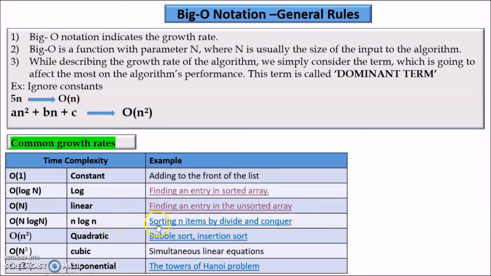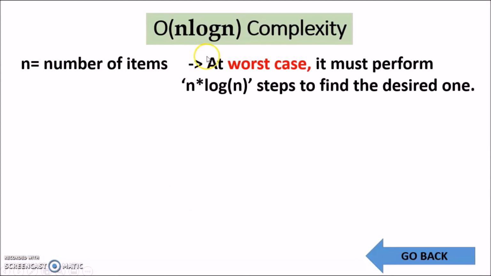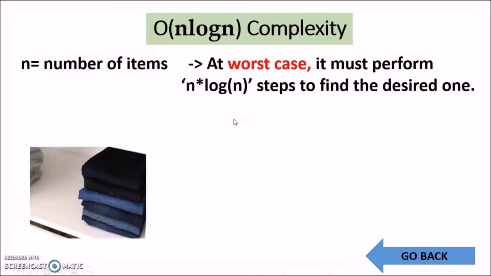Next, we'll see n log n, big O of n log n. That is sorting items by the divide and conquer rule. As n is the number of steps, in the worst case it performs n log n steps to find the result. One best example is, let's say I have six jeans.